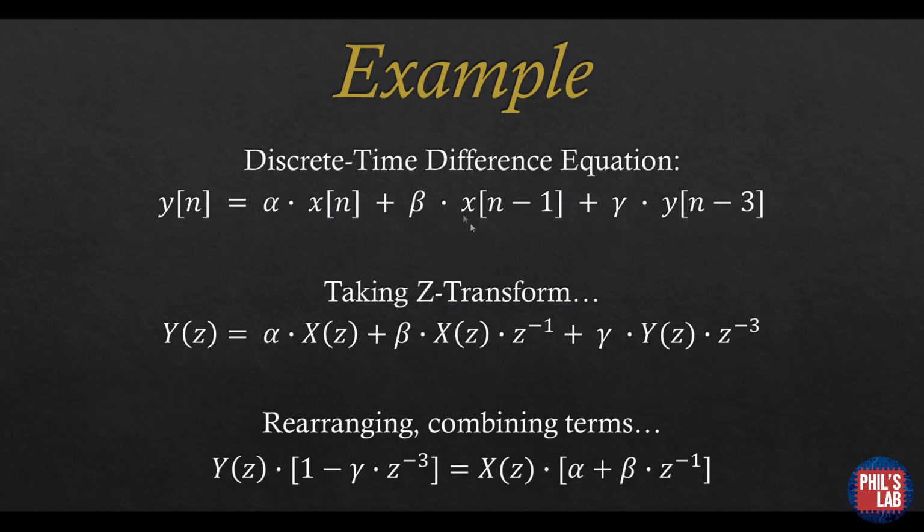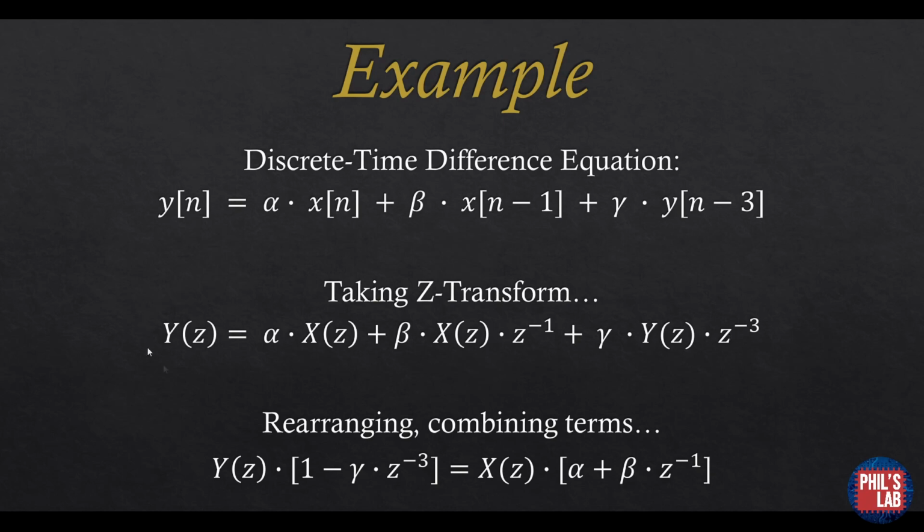And as before, we take the simple transform, so x goes to capital X of z, but then we have to multiply by z to the minus 1 because we've shifted by one sample here, and here we have to multiply by z to the minus 3 because we've shifted by 3 samples. In essence, the z operator is a time delay or time advance operator. So time delay if it's z to the minus something, and time advance if it's z to the plus something.